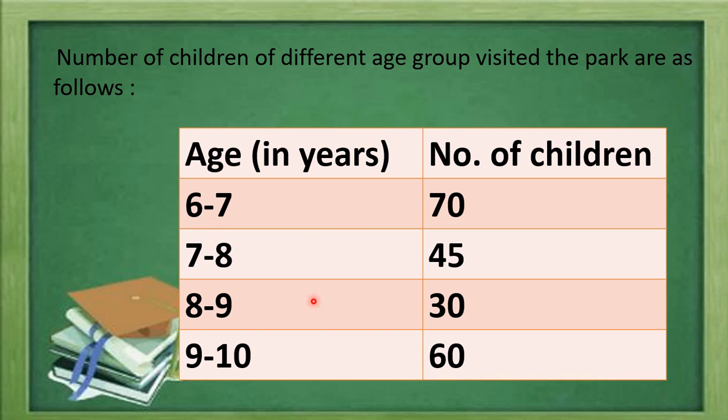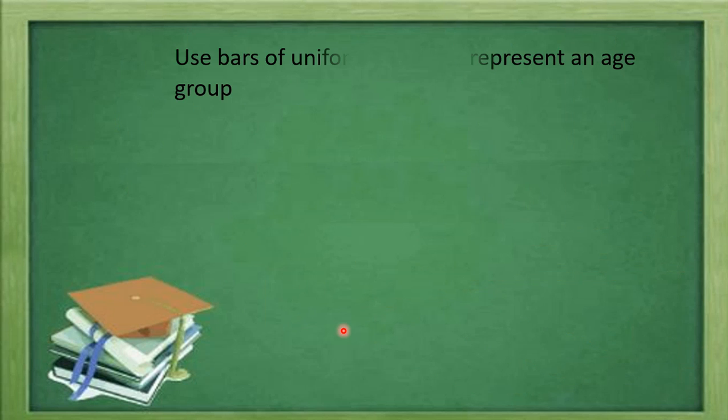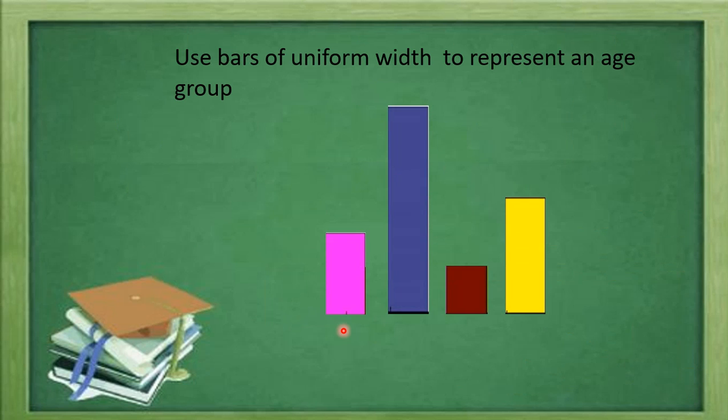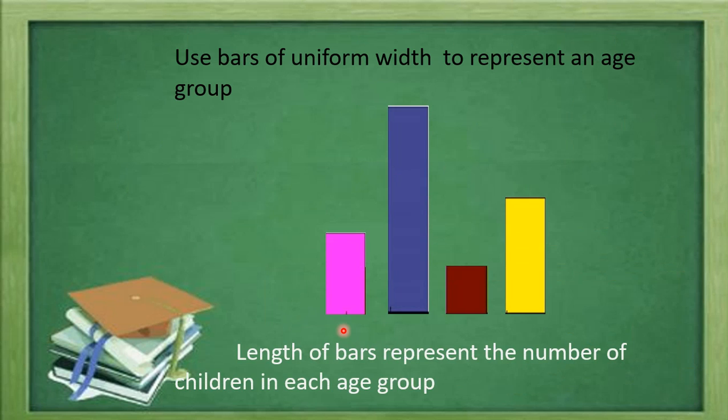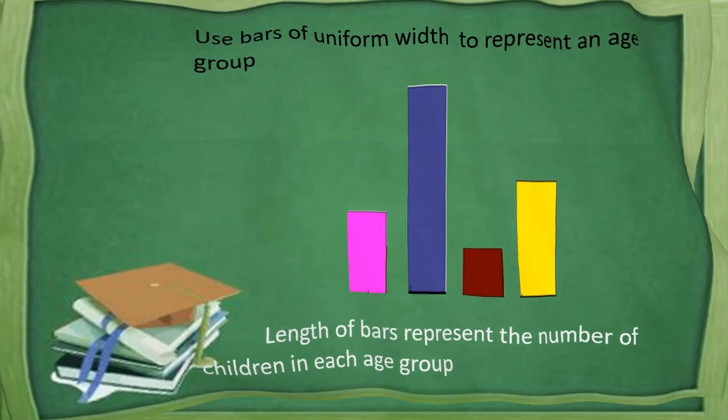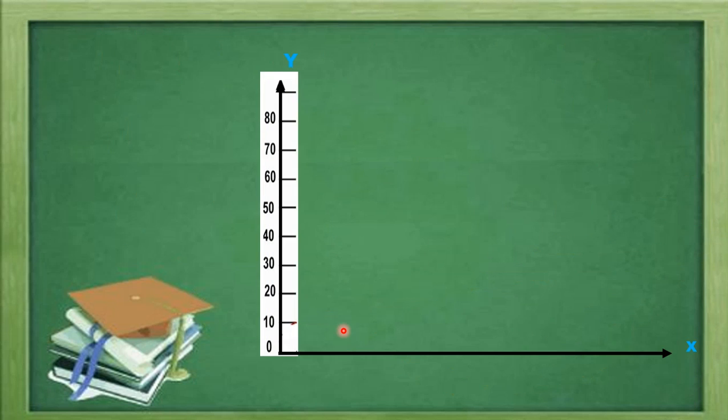Now we can represent this data in a graph using bars of uniform width, which show the number of children. That means the height of the bars will represent the number of children in each age group. So let us draw the bar graph for this particular information. We take two axes, the horizontal x-axis and the vertical y-axis.